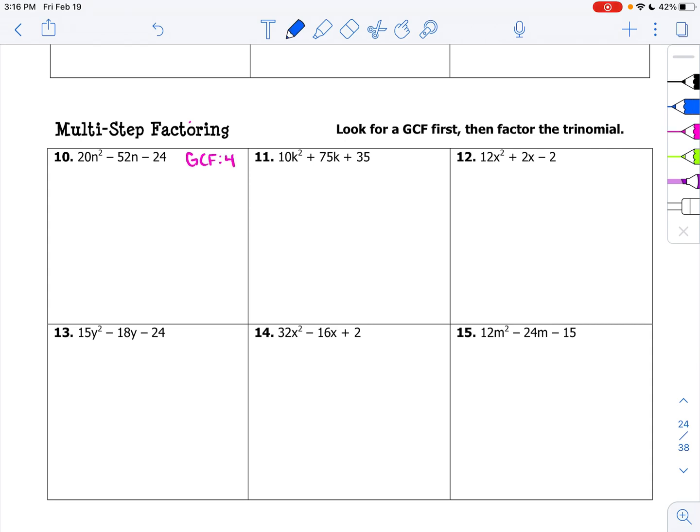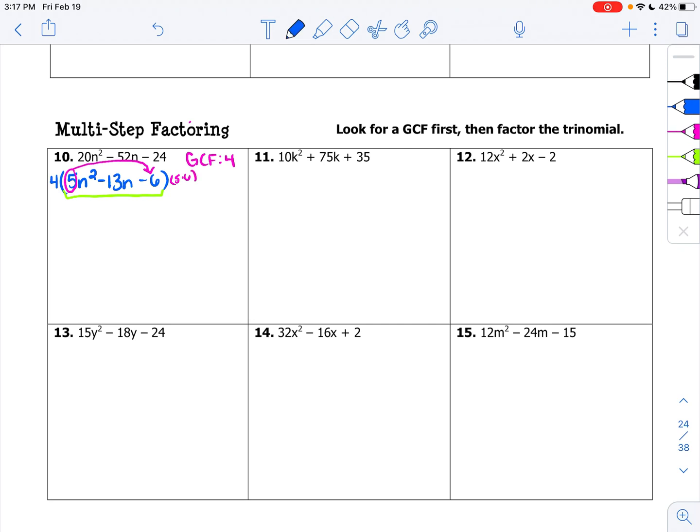So I can factor out a 4 out of the whole problem. And when I divide everything by that GCF, I'm left with 5n squared minus 13n minus 6. Now what I have left in my parentheses is still a trinomial with a leading coefficient greater than 1, but we're dealing with some smaller numbers. So I'm going to use my slip and slide method, and I'm going to slide my 5 to the 6, and we'll do 5 times 6.